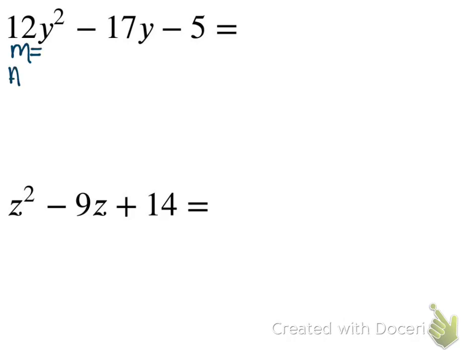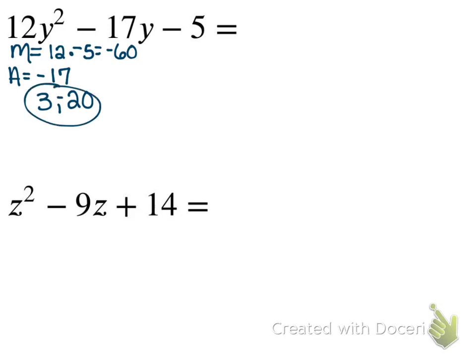Okay, the M is 12 times negative 5, right? Yeah, and that'd be negative 60. I'm dealing with 60 a lot today. Okay. And then A is negative 17. It would be 3 and 20. Okay. And which one's negative? The 3 or the 20? The 20, because remember your A is negative. That means your larger number has to be a negative. Good. Okay, keep it going.